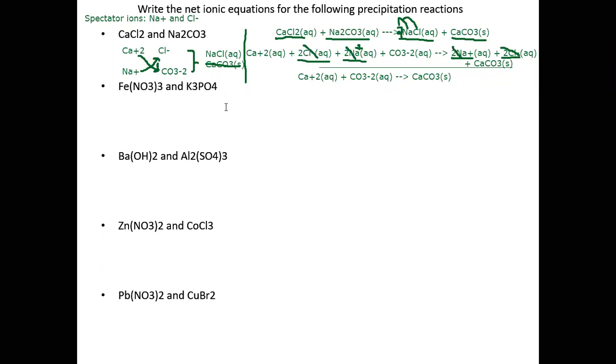So we'll look at another one. Next we have iron 3 nitrate and potassium phosphate. And by the way, I'm doing it step by step, but sometimes you could probably look at these and write the net ionic equation just by seeing it. That's fine. I just like to show all the steps for those who may not see that. So the first thing we want to do is break apart these 2 compounds. So we have iron 3 nitrate, the iron 3 plus and nitrate ion, and then we have potassium and phosphate.